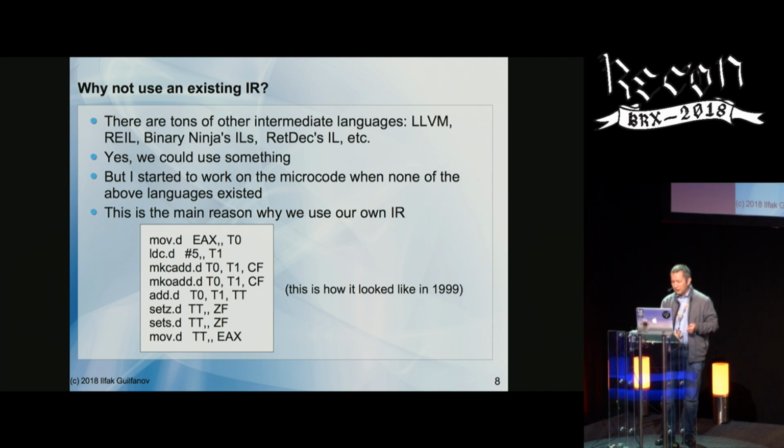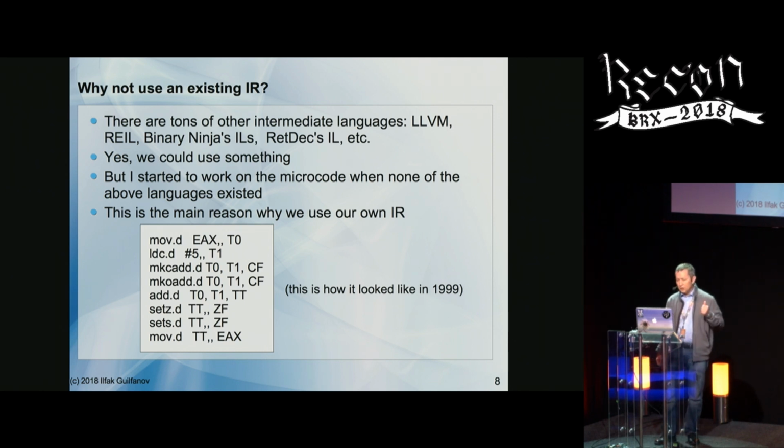Intermediate languages used by LLVM, the famous Rail language, binary media, maybe it uses its own intermediate languages. There are many of them, and so on and so on. We could use something, but we did not. The main reason being that I started to work on the microcode and the decompilation problems way before all these languages existed. And our language also evolved over time.